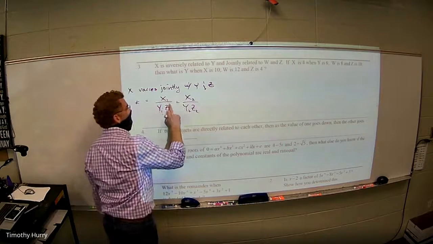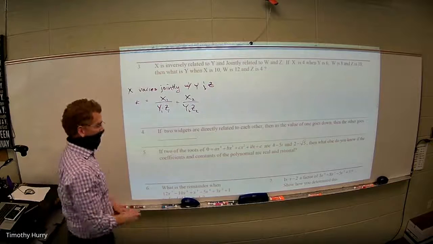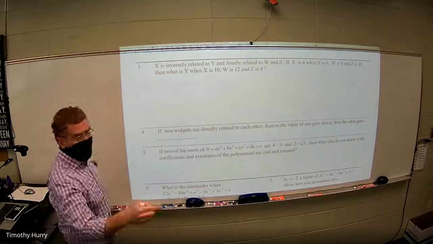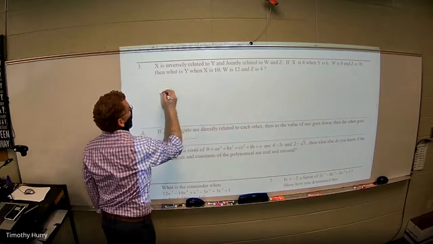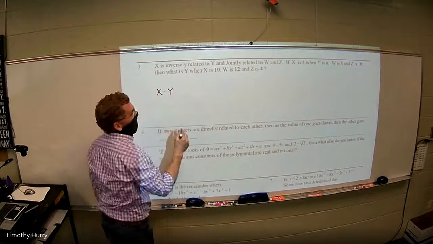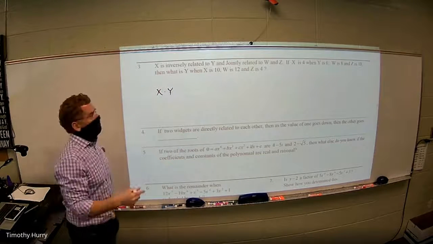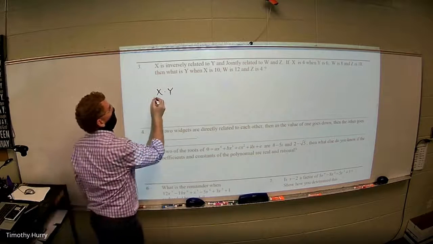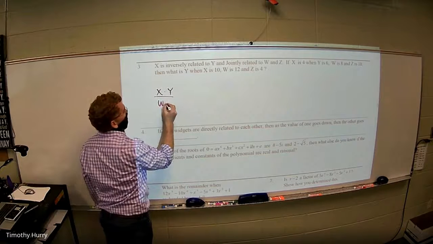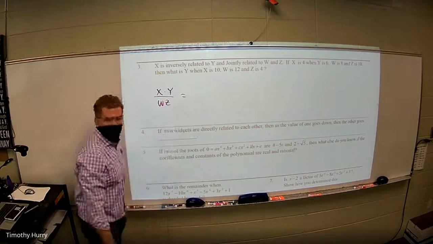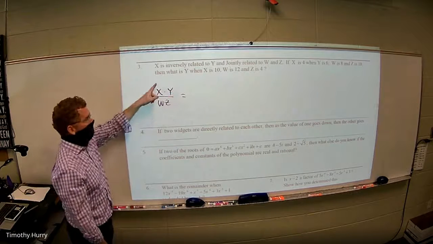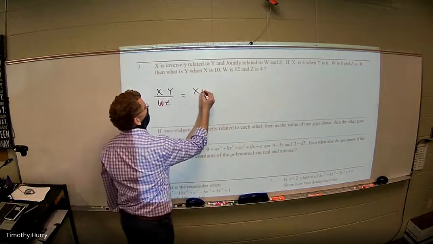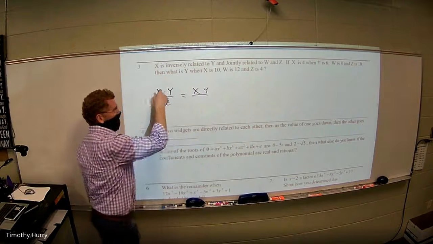Now, your problem here combines a couple of those things. It says x varies directly with y. So that's inversely with y. So that tells you x times the y. But also, jointly with w and z. So that means directly with the product of w and z. So divided by wz. So inversely with y, directly, jointly with wz. Jointly means directly with the product.